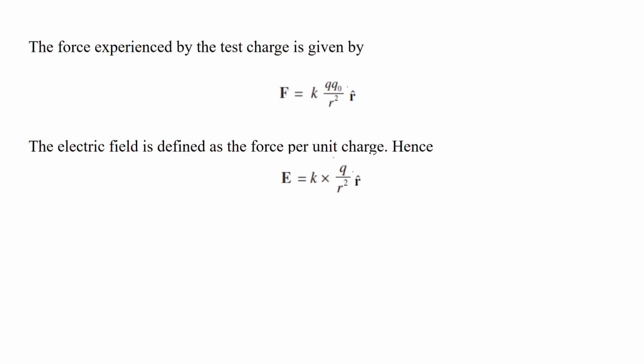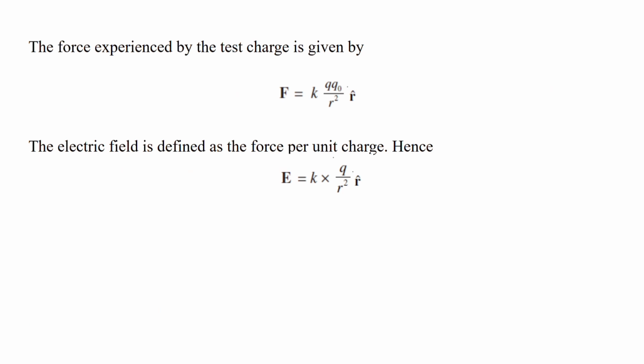Okay, now let's see the mathematics part. Let's consider a point charge Q, and a test charge Q0 placed at a distance r from Q. Then the force experienced by the test charge is given by F equals k Q0 Q by r square, r hat, where the unit vector r hat denotes the direction.